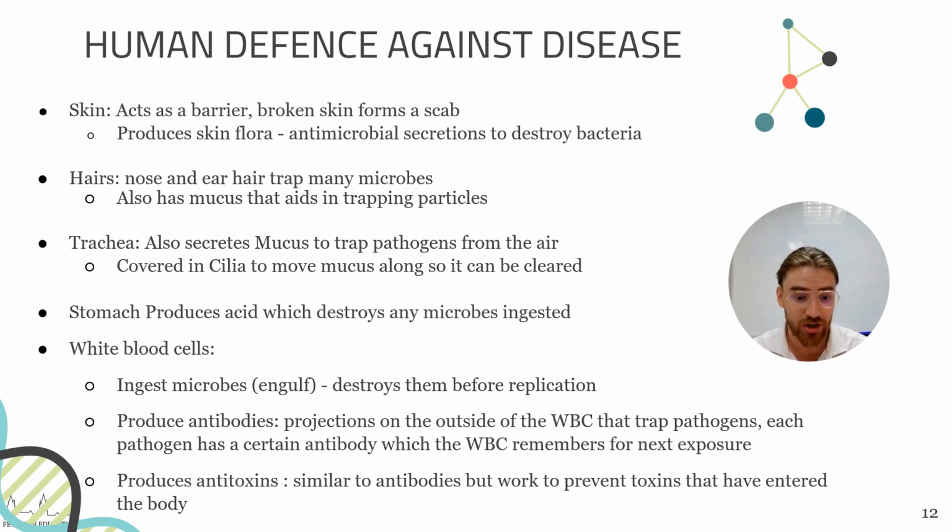Now these antibodies are going to be projections on the outsides, kind of like receptors on the outsides of the white blood cell, and they're going to be trapping pathogens and preventing them from replicating or destroying them. Now, white blood cells are also going to produce antitoxin that is going to neutralize any toxins that may be harmful to the body that are produced by bacteria.